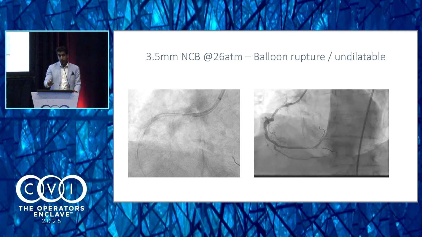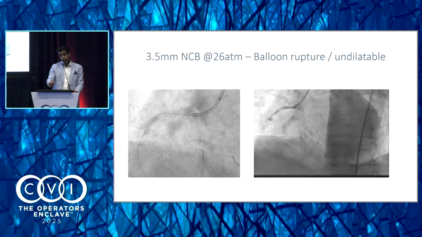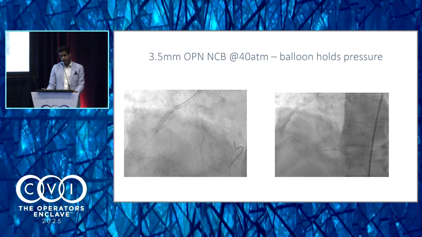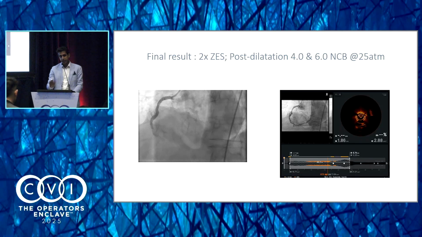This patient has already had rota. Do you come back with a bigger burr? And so the choice of the operator here was to take a 3.5 OPN NC up to 40 atmospheres, so higher, and it held pressure. And this is a double layer balloon, so often it'll be less likely to rupture than a standard NC or an IVL balloon. So I have used this successfully in this scenario.